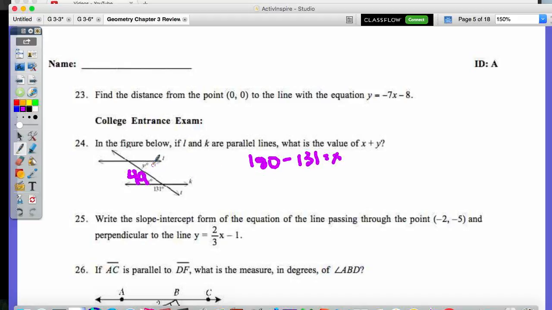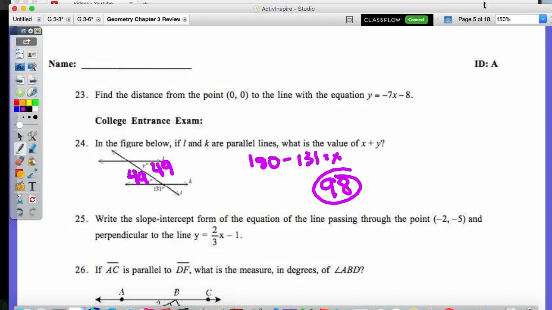That means that Y is also 49, and they want X plus Y. So 49 plus 49 is 98. That would be your answer.